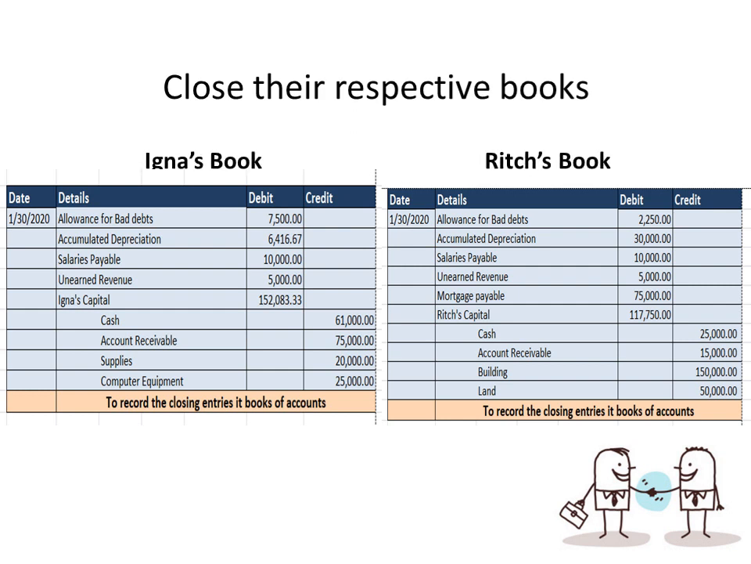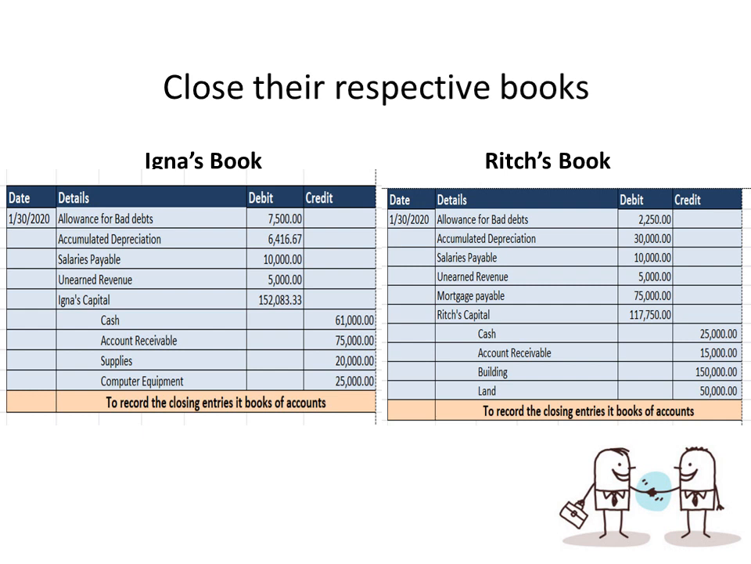So we close. For IGNA, we have allowance for bad debts. Remember our adjustment, it's 7,500. Accumulated depreciation, 6,416.67. Salaries payable, 10,000. Unearned revenue, 5,000. And then IGNA capital, 152,083.33. Cash, 61,000. Accounts receivable, 75,000. Supplies, 20,000. And computer equipment, 25,000.